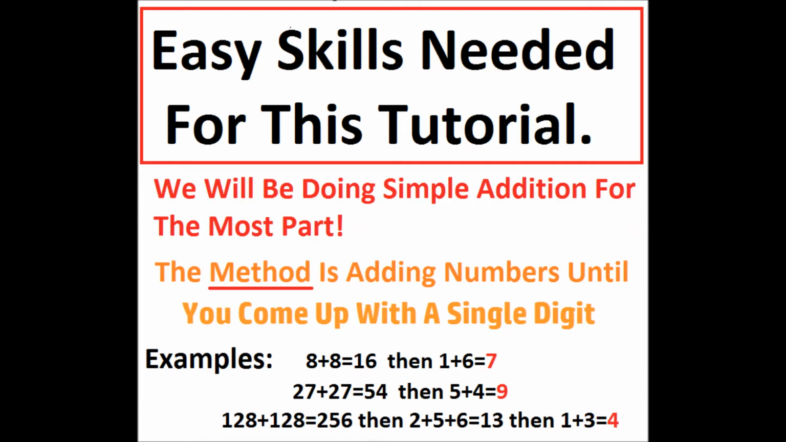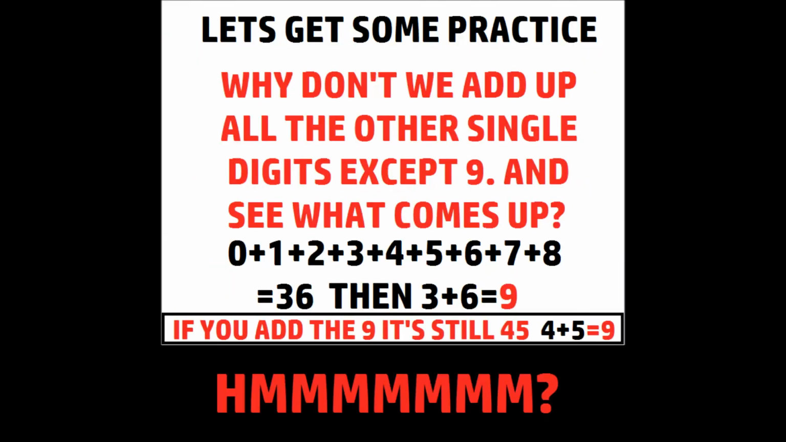We'll drop down to the bottom where we have 128 and 128, which equals 256. So then we add the 2, the 5, and the 6 to get 13, and for our single digit we add 1 plus 3, which equals 4. Okay, let's get some practice, shall we?